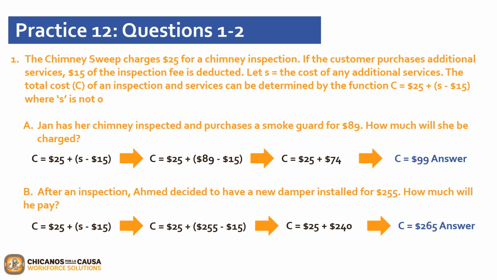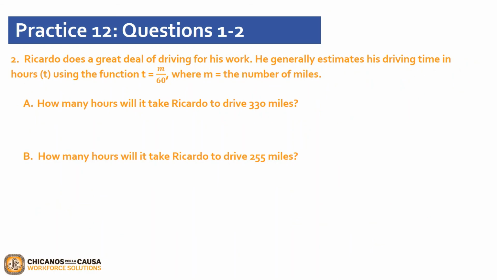Last question. Ricardo does a great deal of driving for his work. He generally estimates his driving time in hours, t, using the function t equals m over 60, where m equals the number of miles. How many hours will it take Ricardo to drive 330 miles? So again, this is very similar to our first example, where we're already being given the expression, what the variable stands for, and also what we're going to need to plug in. So let's go ahead and do that.